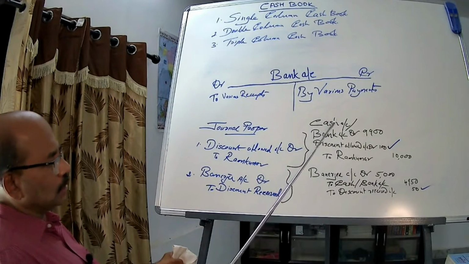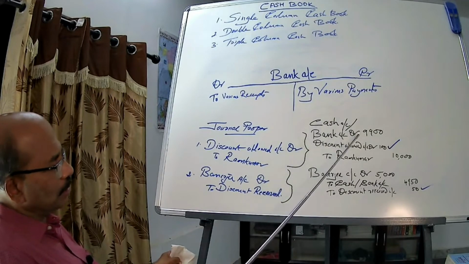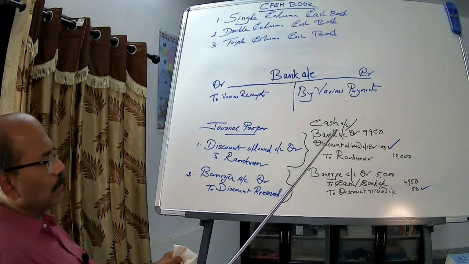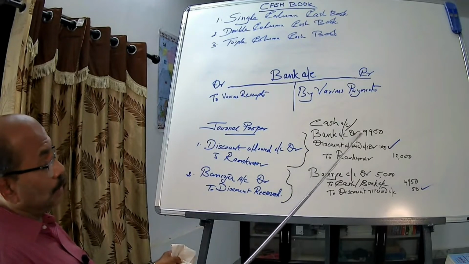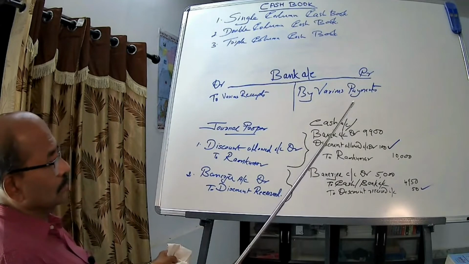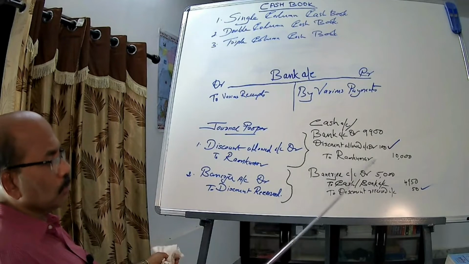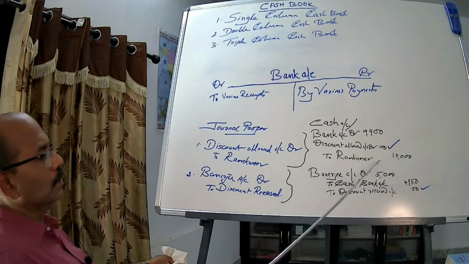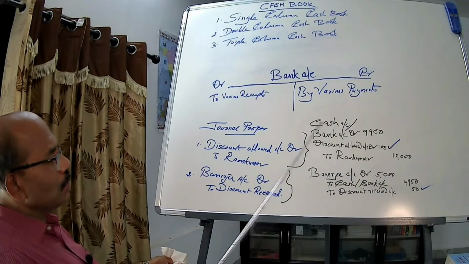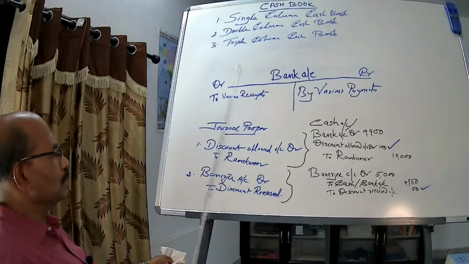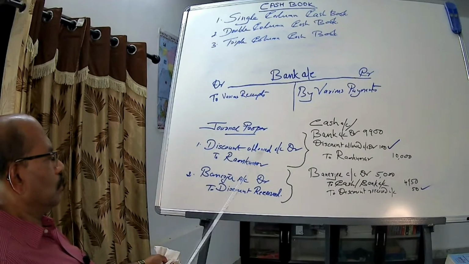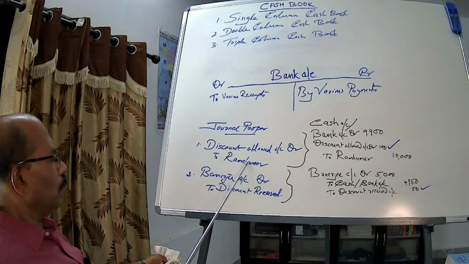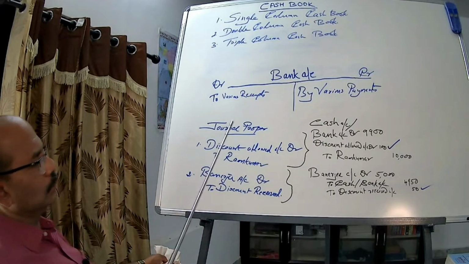Okay. If it is cash received, the cash column will be debited with 9,900. If it is a bank check received, the bank column of the cash book will be debited with 9,900. Okay. That's all. To Ramkumar, how much? Obviously 9,900. And this discount of 100 rupees will be separately shown through a journal proper. Discount allowed account, debtor to Ramkumar, 100 rupees.